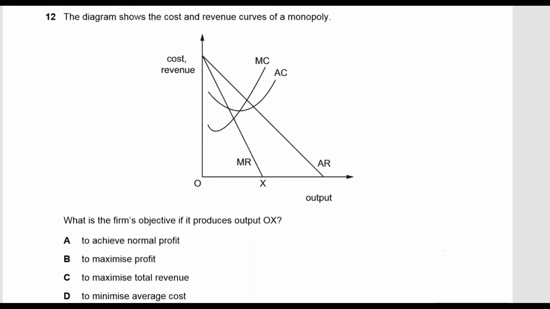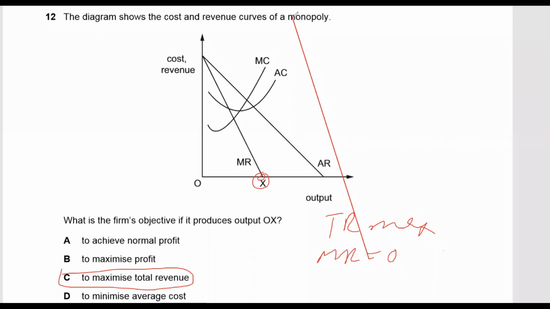Question number 12 says the diagram shows the cost and revenue curves of a monopoly. What is the firm's objective if it produces output OX? This is output X. And you can see that when output X is produced, marginal revenue is zero. And when marginal revenue is zero, total revenue is maximized. So the condition for total revenue maximization is that marginal revenue must be equal to zero. It means when you sell one additional unit, you get no additional revenue because revenue has already reached its maximum level. And at this point, price elasticity of demand is equal to 1.